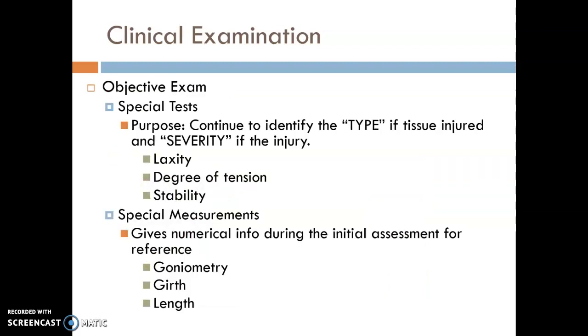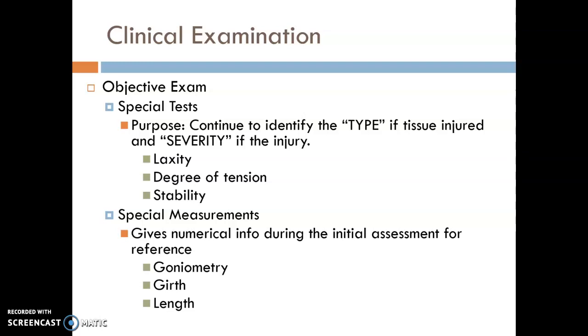All right, so in our objective exam, we will perform those special tests. That's to determine the type and severity. So if, for instance, someone has a suspected ACL tear, we will perform what's called a Lachman's test. And that's a certain test that's going to stress the ACL, and we'll look for laxity, tension, stability. So seeing if it's loose, if there's extra movement, and then comparing it always to the other side.